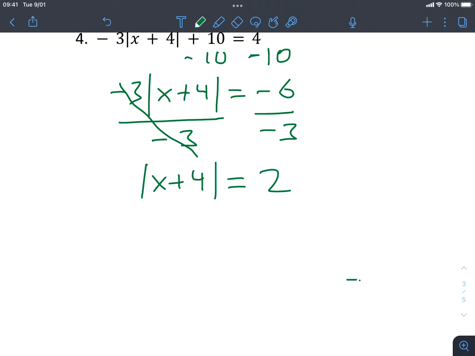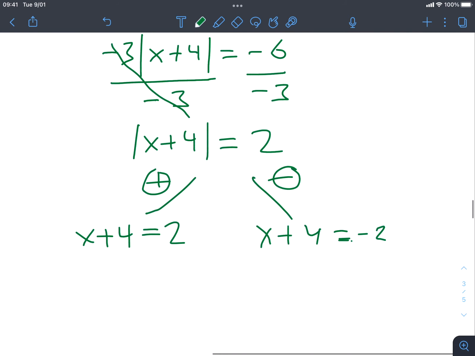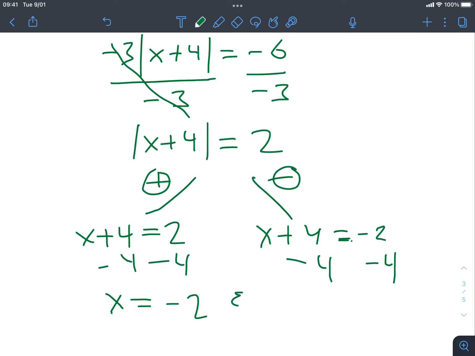Then you would, of course, split the equation into a positive and a negative, and then solve both. x plus 4 is equal to 2, x plus 4 is equal to -2, and when you subtract 4 on both sides, x is equal to -2, and x is equal to -6.